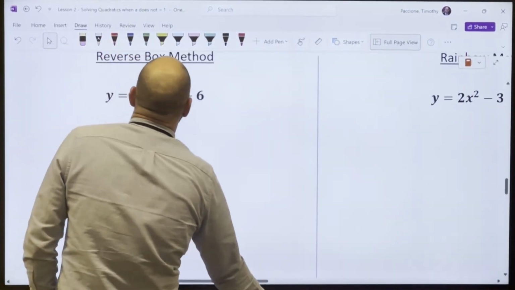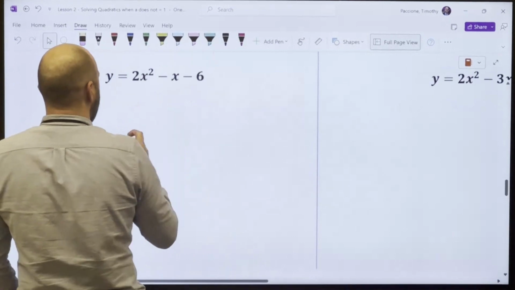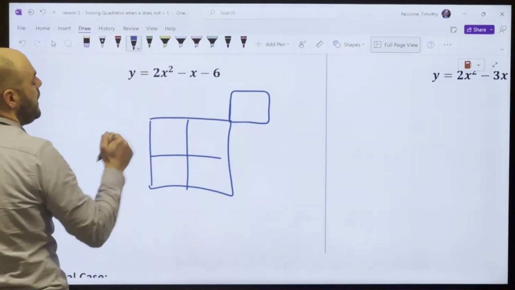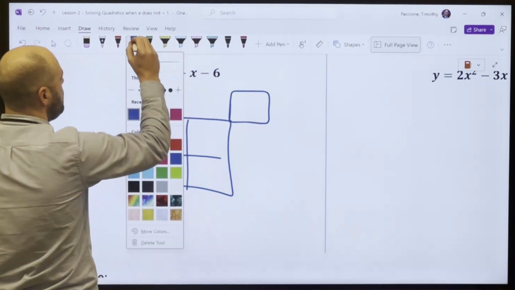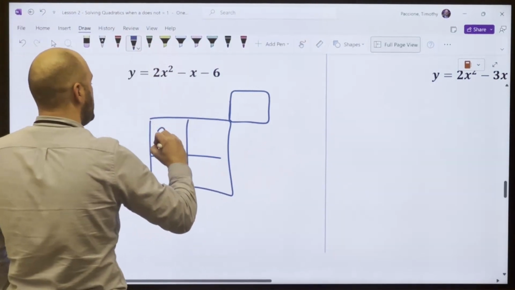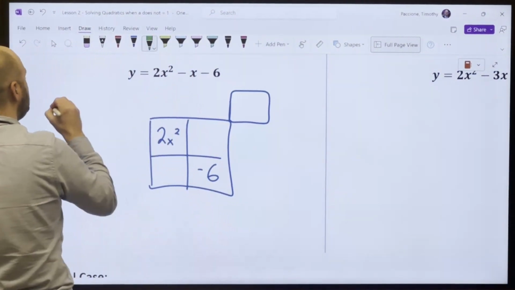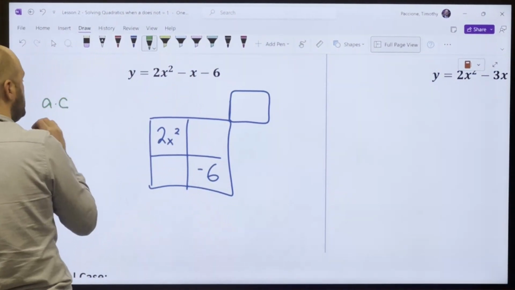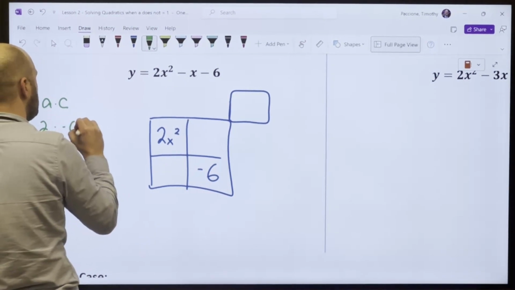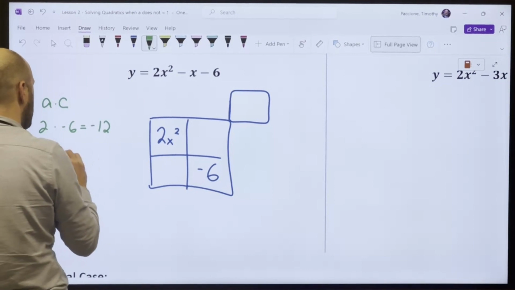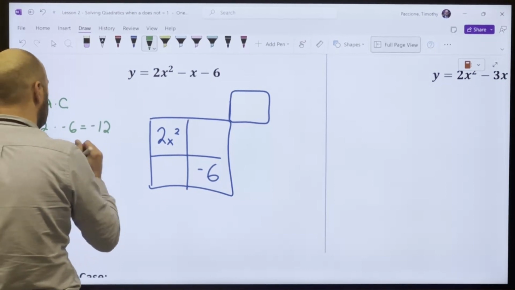All right, reverse box, right? So I make a box. All right, so we've made our box, right? We put ax squared here and c here. And then we do a times c, which is 2 times -6, which is -12. Two numbers that multiply to give us -12.